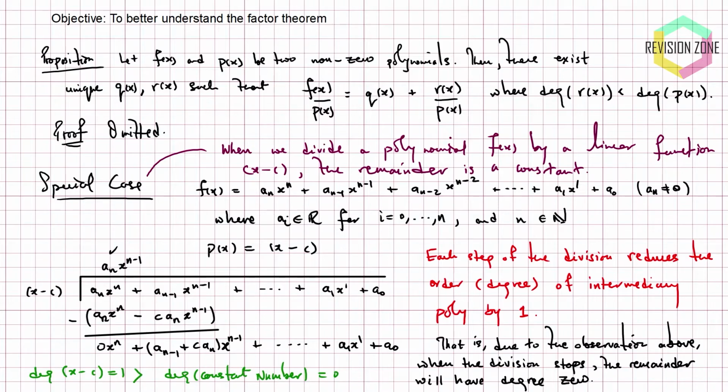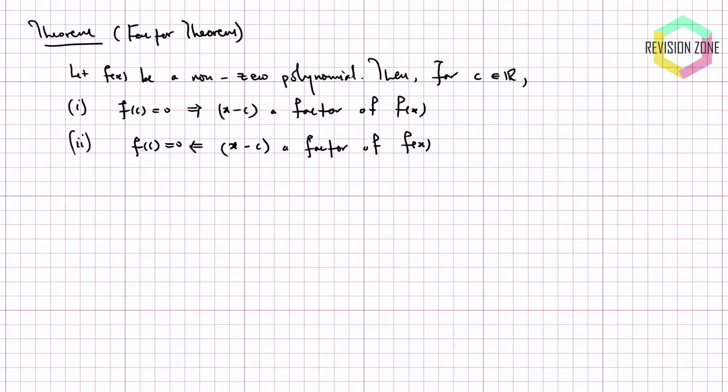We can now move on and look at the factor theorem. The factor theorem, what does it actually say? Well, it says if we've got a non-zero polynomial function f of x, and c just happens to be some number, then the factor theorem says two things. The first thing it says is if you put c into f and you get 0, then x minus c is guaranteed to be a factor of f of x.